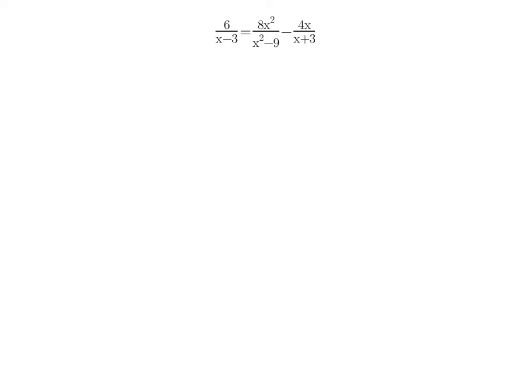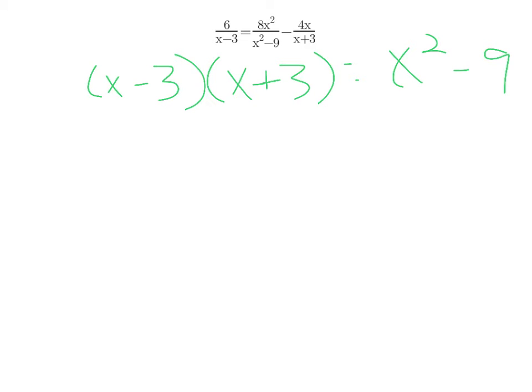Our third and final example is the trickiest of the three. If I look closely at my denominators, I can notice that I have x squared minus 9. Well, x squared minus 9 can be factored. It's the difference of squares, so it can be rewritten as the quantity of x minus 3 times the quantity of x plus 3. Looking at that, I can now tell that my least common denominator is the quantity of x minus 3 times the quantity of x plus 3.